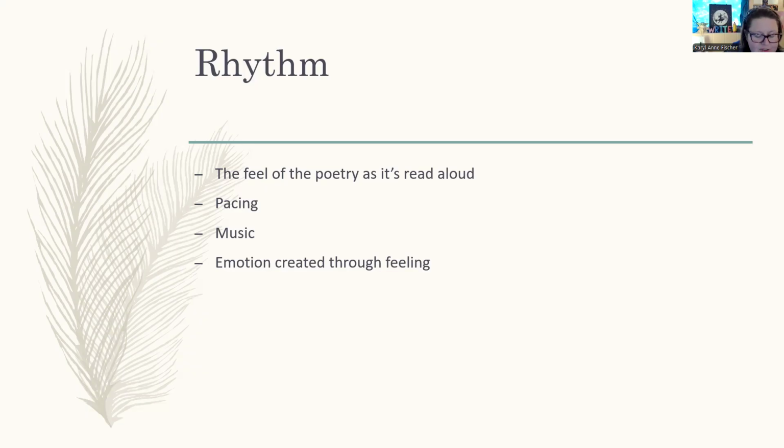Pacing is an emotion that is created through feeling how fast it's going or how slowly it is. How long are the lines and what does it evoke in you, and how does it make you feel? Not necessarily by what the words say, but how the rhythm itself makes you feel. A faster paced poem will either feel happy or stressful. A slower paced poem will bring about feelings of reflection or sometimes sorrow and so on.